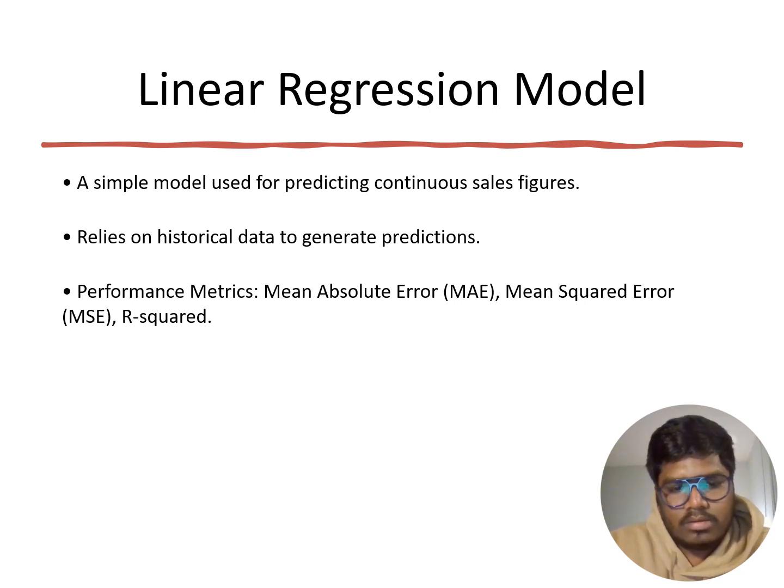So the first model is the linear regression model. What is a linear regression model? In simple terms, linear regression is a statistical method for modeling the relationship between a dependent variable and one or more independent variables.